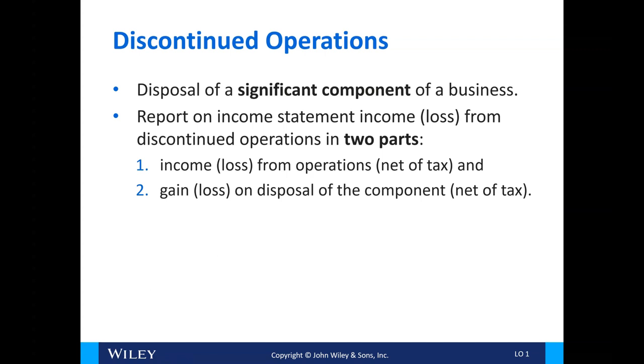Disposal of significant component of the business. Obviously, if you were a company and they got rid of one particular division, you no longer can rely on that division's profits. If that division was unprofitable, that would actually be a good thing. Report on income statement from discontinued operation, two parts: income from operations and gain or loss on disposal of the component. So you talk about, well, here's what we were making and here's what we gained or lost when we got rid of the business.